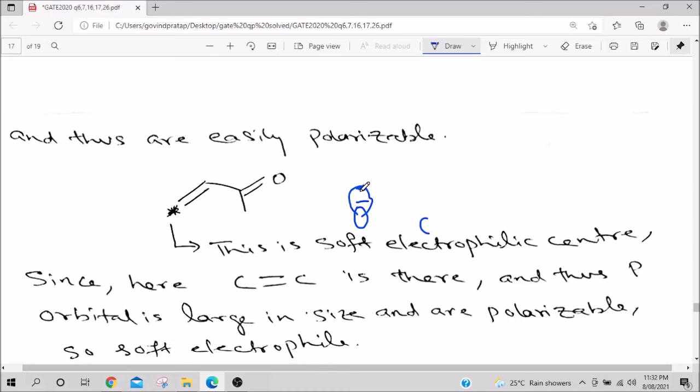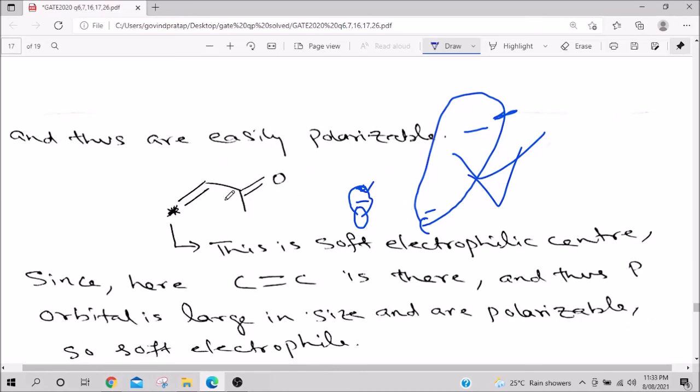So, it is a hard base or hard nucleophile, whereas carbon is not electronegative. So, it does not hold its lobe very close to it. The lobe is very big, so it is easy to polarize. So, it is a soft nucleophile. Remember, hard attacks hard, soft attacks soft. Because it is a soft nucleophile, it will go and attack a soft electrophile.